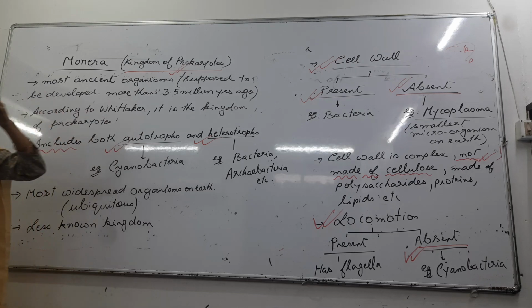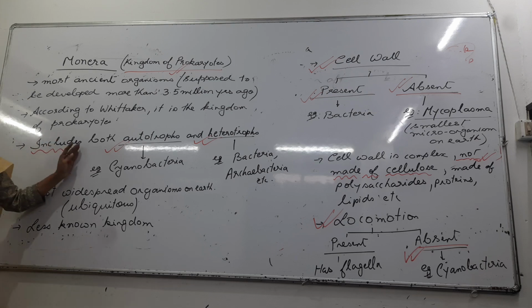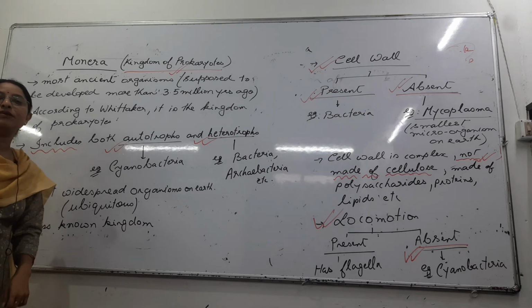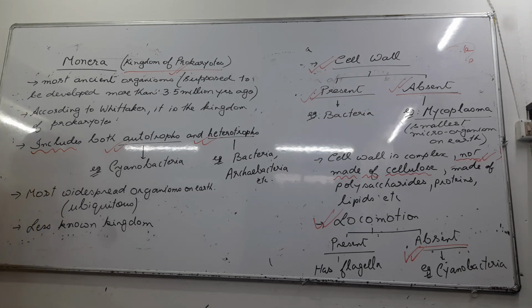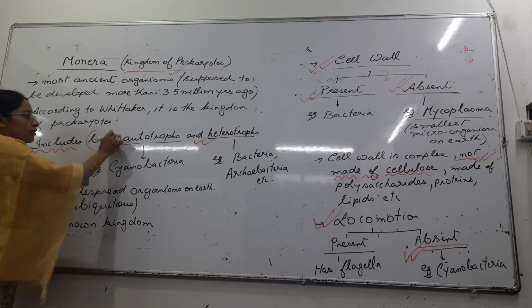Mane, a kingdom to jiman bilak organisms ase, hey organisms bilak, so photosynthetic, ne non-photosynthetic ase. Question keneke hai? Give an example of a autotrophic Monera. Give an example of a heterotrophic Monera. So, it includes both, right?